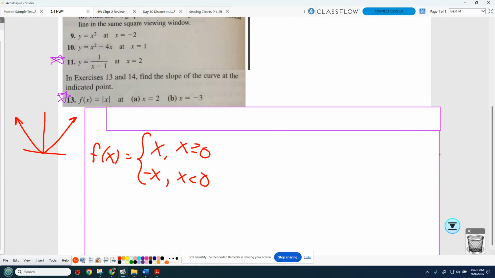Okay. And for straight lines, you know the slope, y equals mx plus b. What's the m? Positive 1, negative 1. Where does it change? At 0. And this comes up in chapter 3, but what's the slope at 0? Undefined. Because what is the slope at the corner?